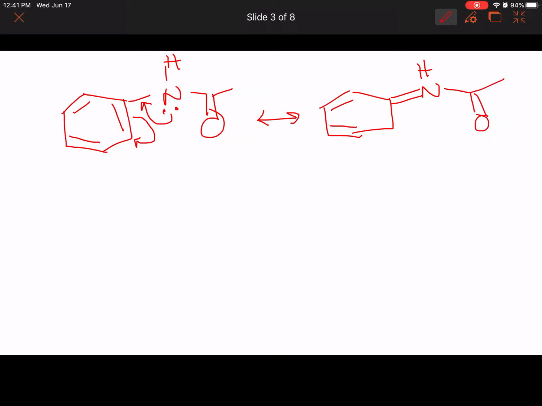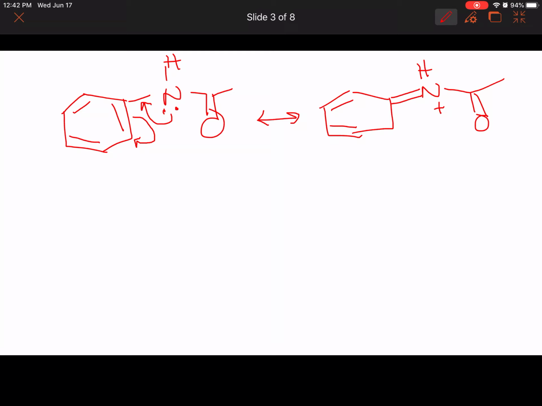Oh, okay. Now nitrogen has 4 bonds. Can we keep nitrogen like that? No, nitrogen should carry a charge now. What is the charge nitrogen going to carry? Plus. It's going to be positive. And these are the formal charges.